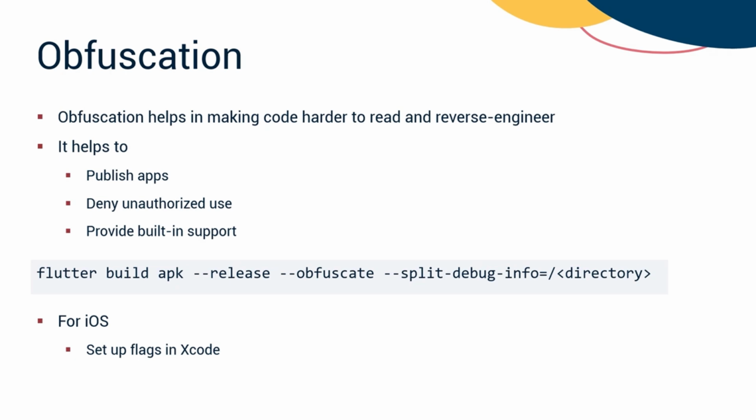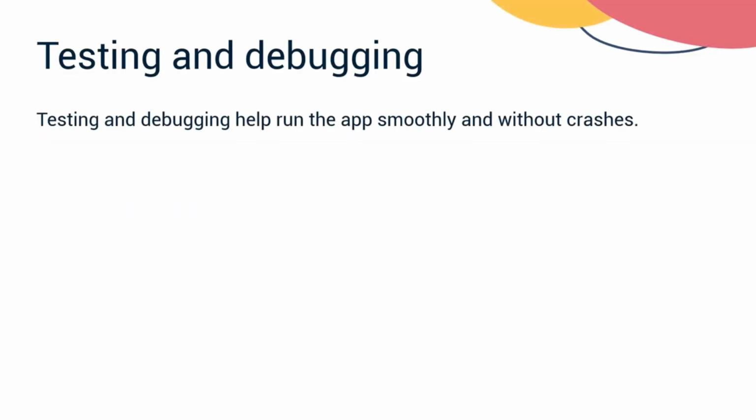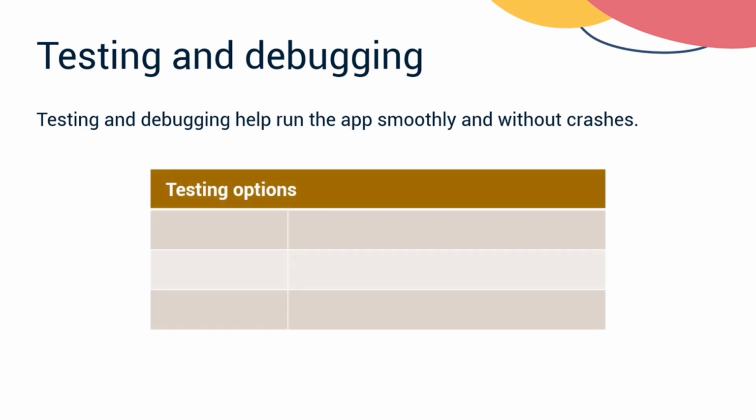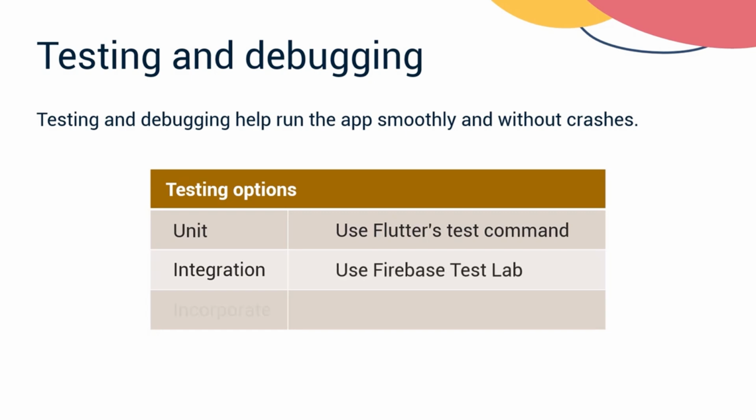Now that the code is secured, the next step is to test it across devices to check for bugs. Make sure that the app runs smoothly and without crashes to maintain a positive user experience and avoid negative reviews. Flutter's flutter test command allows you to run unit tests, whereas for integration testing, use tools like Firebase Test Lab or incorporate testing directly into the CI/CD pipeline. Once everything is set up, it's time to build the release version of the app.